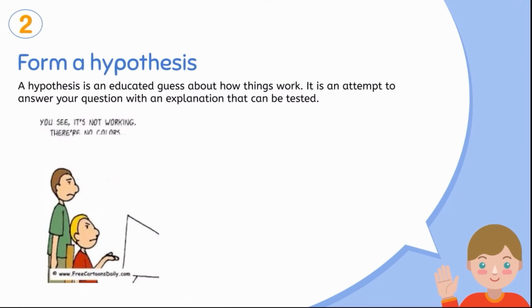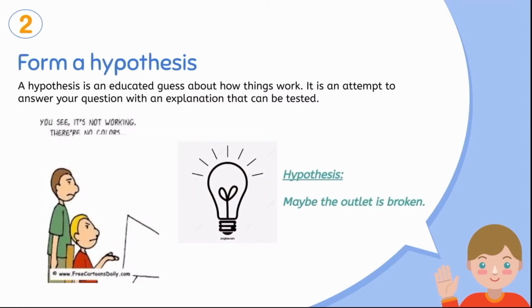Step number 2 is forming a hypothesis. A hypothesis is an educated guess about how things work, and it's an attempt to answer questions with an explanation that can be tested. For example, we may hypothesize that the reason the PC doesn't power on is because the electrical outlet is broken. The hypothesis is not necessarily the right explanation. Instead, it's a possible explanation that we can test to see if it is likely correct or if we need to make a new hypothesis.